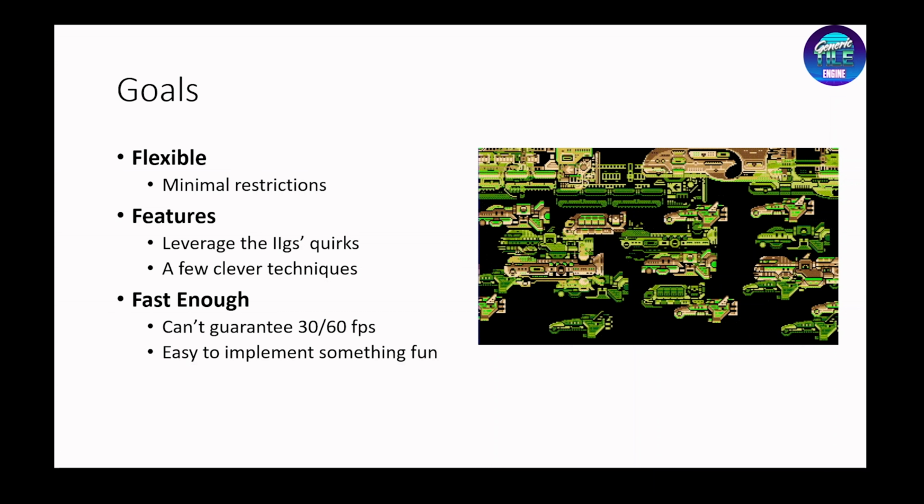In terms of features, we really try to leverage the IIgs's quirks and throw in a few clever techniques to keep things fast. We'll go into those details in a little bit. The biggest unique part of the Apple IIgs that we leverage is, first of all, of course, the ability to map the stack onto the graphics screen. There have been other KansasFest presentations in previous years on how that works, and quite a bit of discussion and documents out there, so we won't be going over any of that in detail.